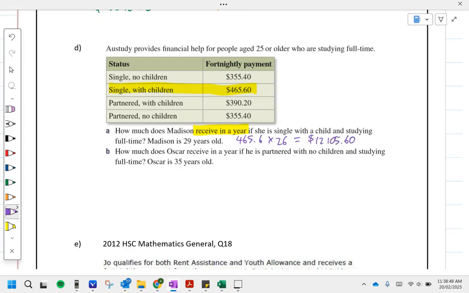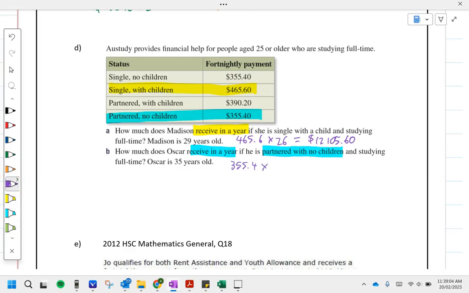She'll receive $12,105.60. What about Oscar? How much does Oscar receive in a year if he is partnered with no children? He's 35. Partnered, no children, $355.40. And we're going to multiply that by 26 because there are 26 fortnights in a year. So that's $9,240.40.